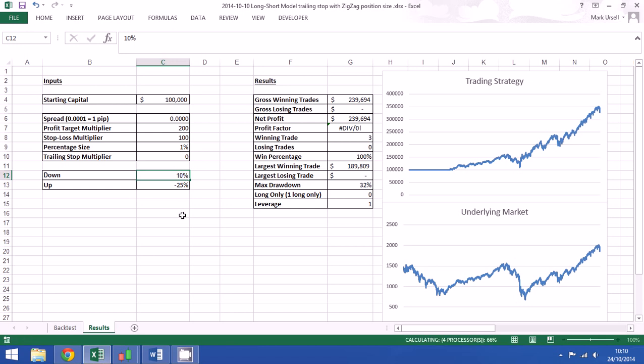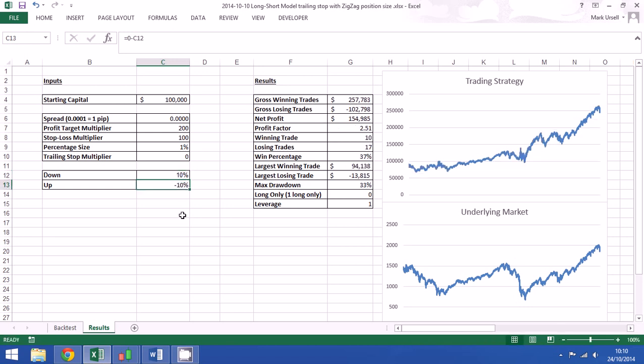Okay, so this has been an example, a very simple strategy. All we're doing is looking for a deviation, a movement from close to close of greater than 10% in this example before we change direction, at which point we close and open the positions in the opposite direction.